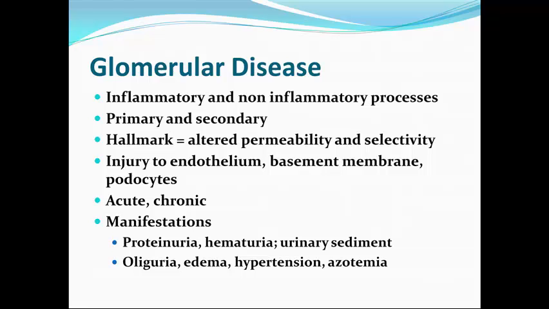Now, azotemia is a descriptive term, not a specific pathophysiology or disease process. Azotemia as a descriptive term indicates that there is an increase in urea and nitrogen in the plasma as well as an increase in creatinine.